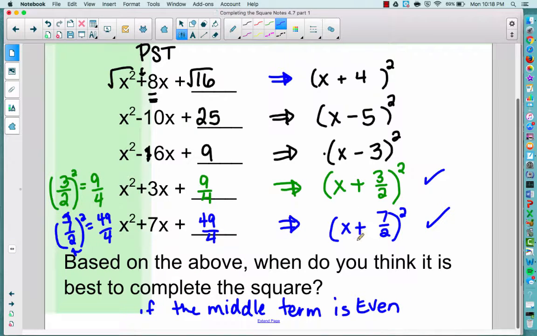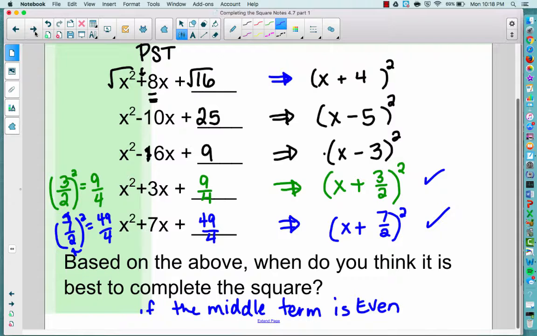So let's review those methods again. We can factor. Factor is the easiest one. We're always going to try and factor if possible. Then we move on to the square root method. We would use that if there's no linear term, so no term that just has a plain old x in it. And then complete the square. I do that a lot if the middle term is even.